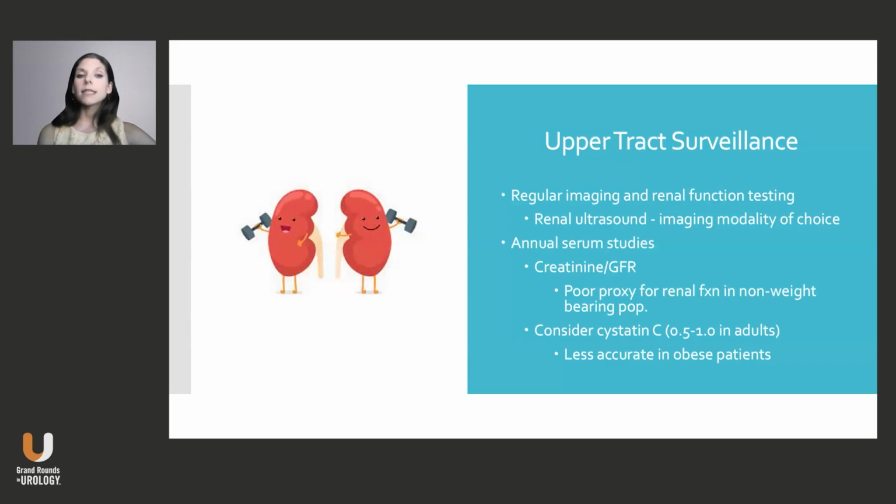Annual serum studies, consider getting both creatinine as well as cystatin C. We know that creatinine is a poor proxy for renal function in the non-weight-bearing population, and cystatin C can be much more accurate, although it can be less accurate in obese patients. And the difference between these can actually be quite profound. I have some non-weight-bearing patients who have creatinine that is 0.3, 0.4, but cystatin C that is 1.5, 2.6, like this. So there can be a really big variation between these, which is why it can be helpful to get both in the non-weight-bearing population to track.